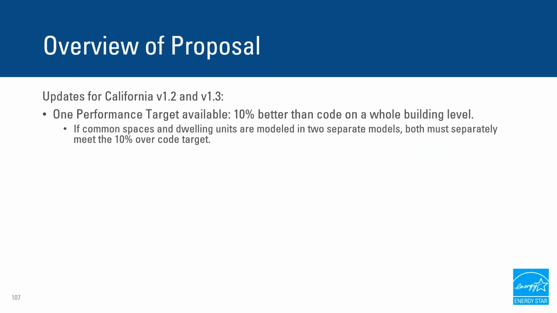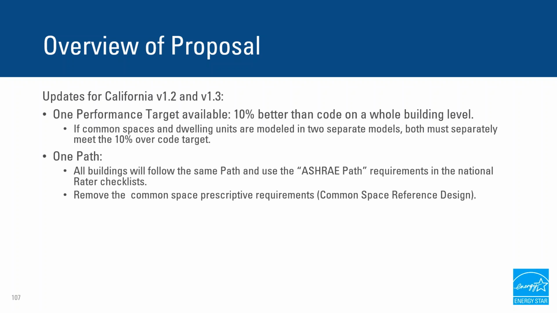And we are proposing for 1.2 and 1.3 to have one performance target of 10% better than code on a building level. So if common spaces and dwelling units are modeled in two separate models, then both must separately meet the 10% over code target. We don't think that very many buildings will need that. They would all have one path. All the buildings would follow this whole building path.